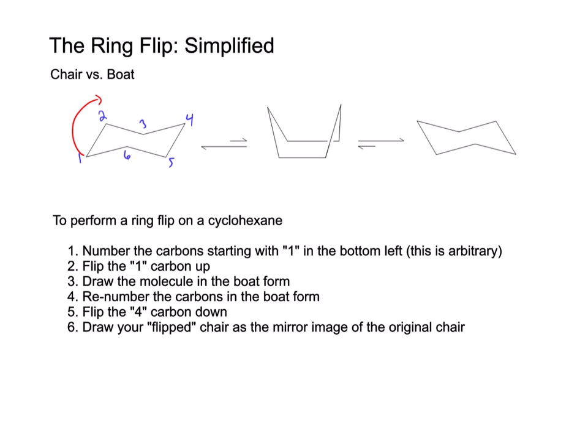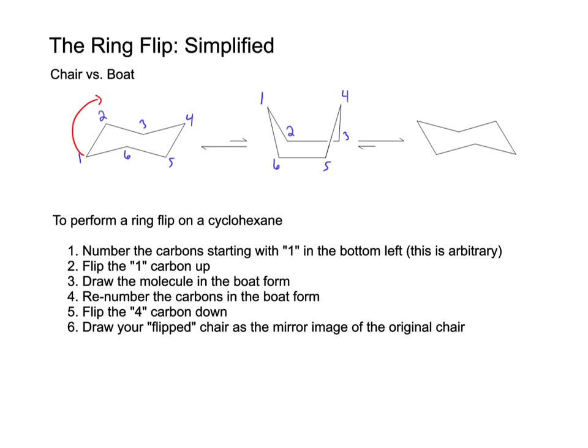This is going to allow me to draw the molecule in that middle boat form. Now, just to show you where my carbons are, I'm going to renumber the carbons in the boat form. So you can see now that the 1 carbon is now way up here because that's where the arrow said we were moving it. And everything else is still connected in the same way clockwise. So that puts our 2 over here, our 3 here, and then our 4, our 5, and our 6.